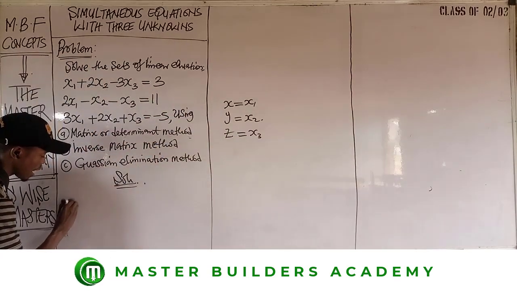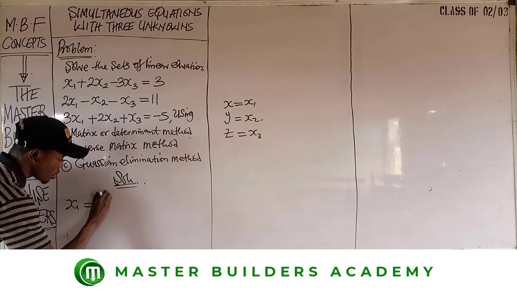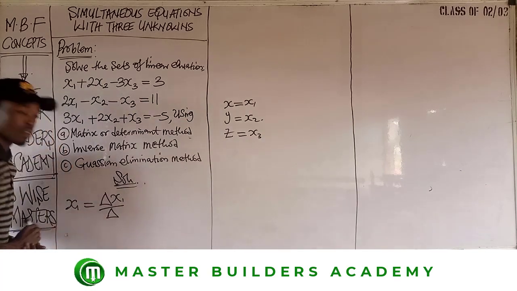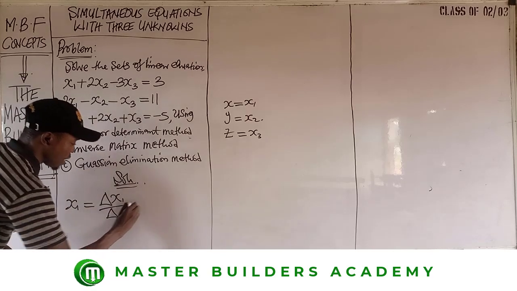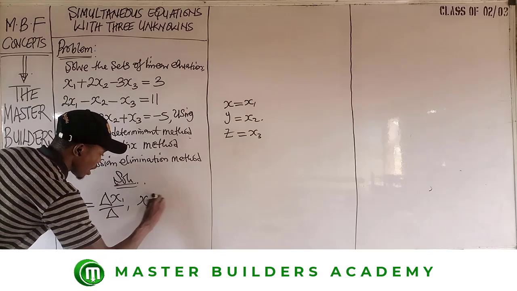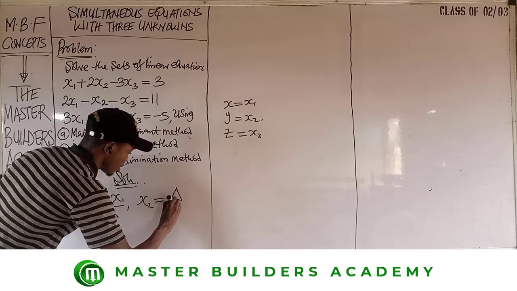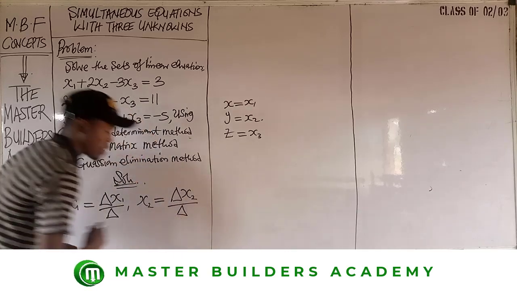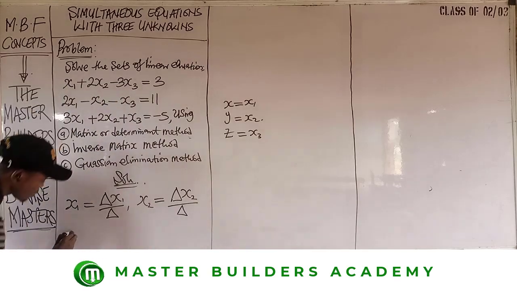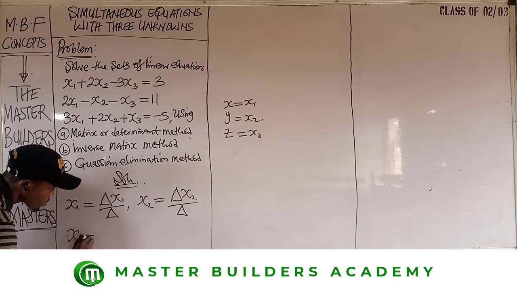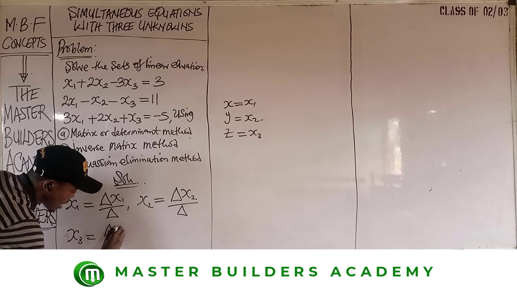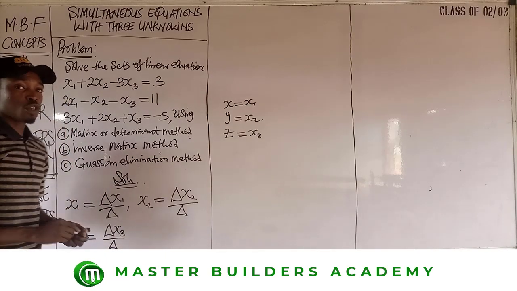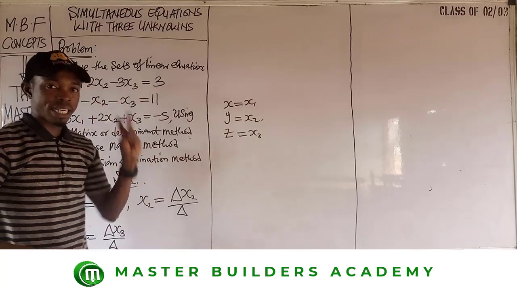x1 is equal to the determinant of x1 all over the overall determinant. In the same way, to find x2, x2 will also be the determinant of x2 all over what? The overall determinant. Then, to find x3, this will equally give us the determinant of x3 all over the overall determinant. So there are four determinants to obtain here.